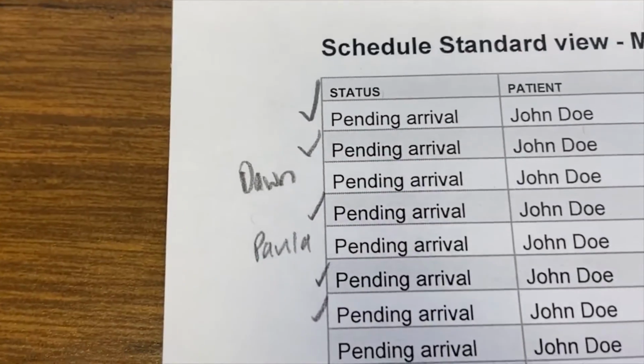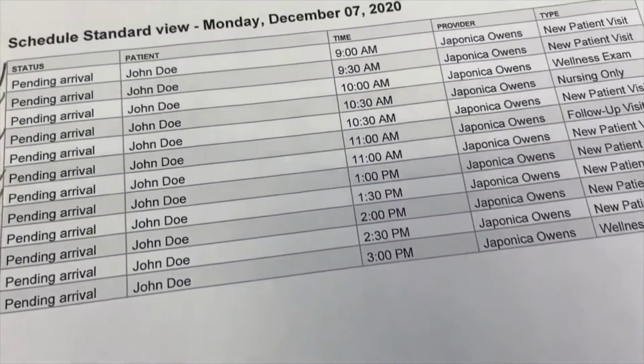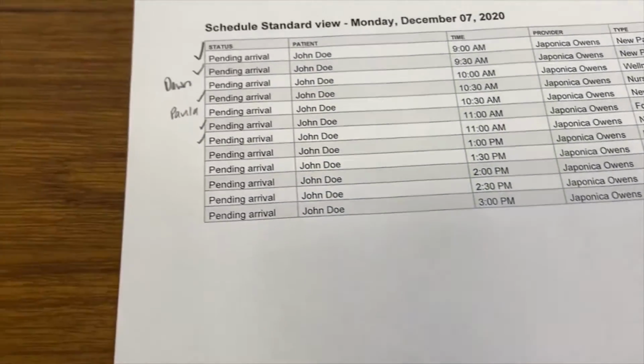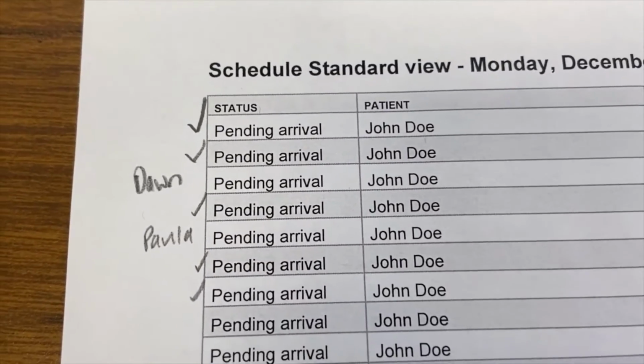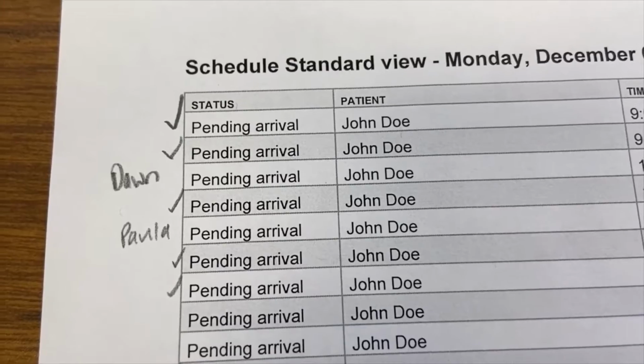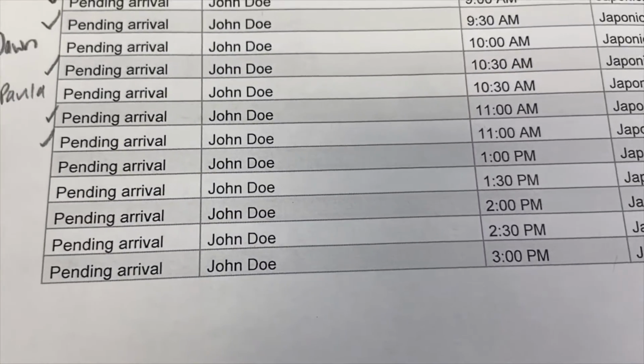When there are charts that need to be pulled, you'll be given a list with the patient's name, the time of their appointment, who they are seeing, and what their appointment is for. If the name has a check mark next to it, someone has already found the chart. If the name has another name next to it, this means that a staff member is currently using the chart, and it is on their desk.